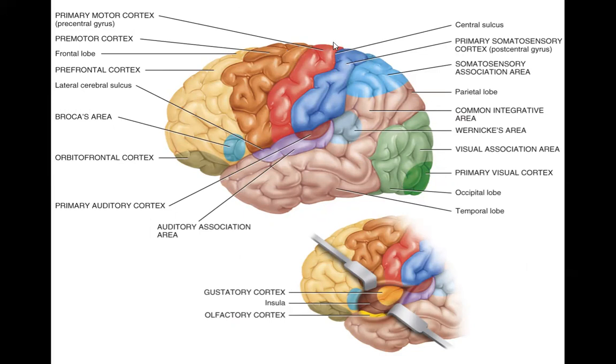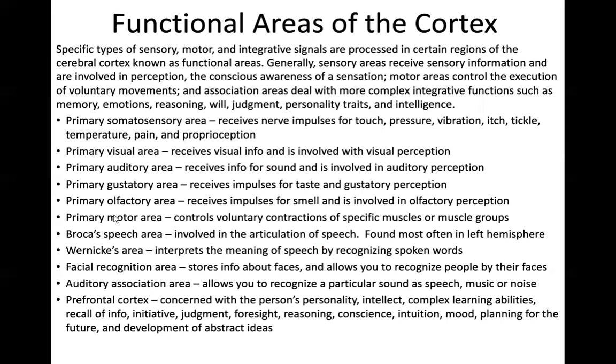Right on the other side of that central sulcus is what we call the primary motor cortex, or primary motor area, is what it says here.